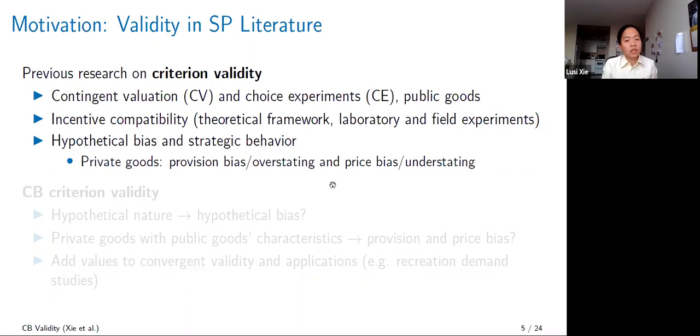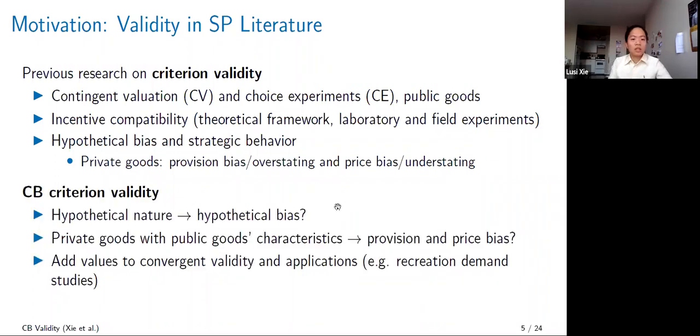And on the contrary, price bias usually refers to the case where individuals tend to understate their values for an existing good to signal a high price sensitivity in case someone would increase the price. Interestingly, none of these lessons or discussions here have been adapted or translated to CB criterion validity, which gives us the opportunity to do this project.